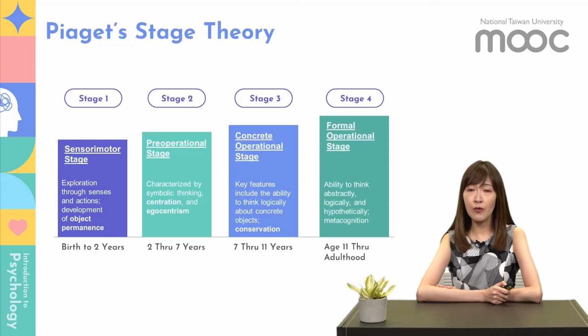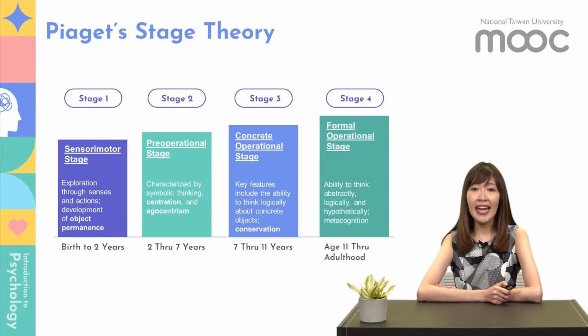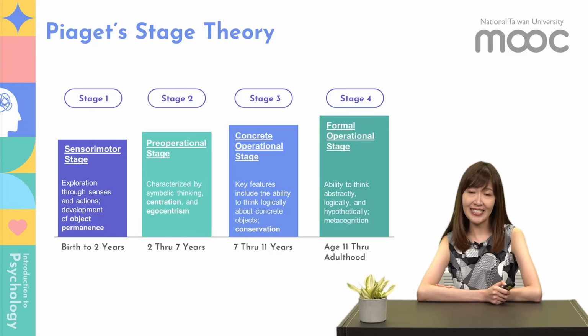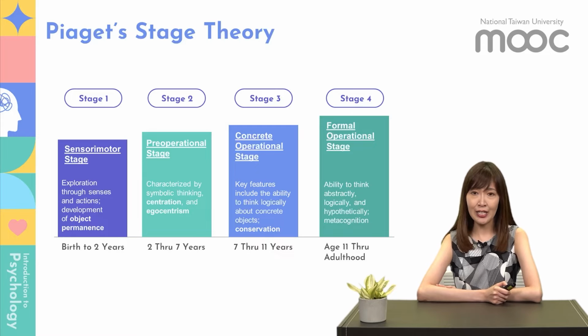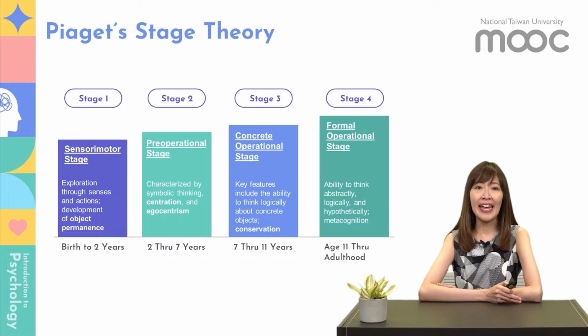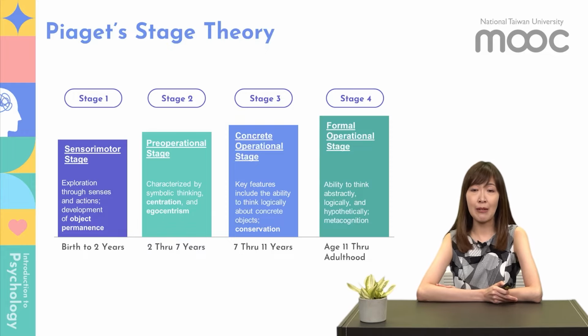Stage 4 is called the formal operational stage, and that's the stage for adolescence. Now they can understand abstract things, they can do complex thinking, and they can also do metacognition. So that is the last stage proposed by Piaget. And these are the 4 stages in Piaget's stage theory.